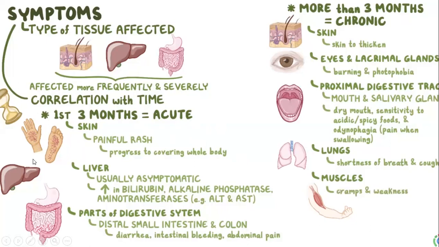You can physically recognize it. The liver is usually asymptomatic, but increased levels of the liver enzymes will give a response. Parts of the digestive system will have abdominal pain and diarrhea. It takes some time. Even more than 3 months, again skin thickening, eye and lacrimal glands burning, digestive system, mouth, lungs will have shortness of breath, and muscles will have cramps. This is another way you recognize that.